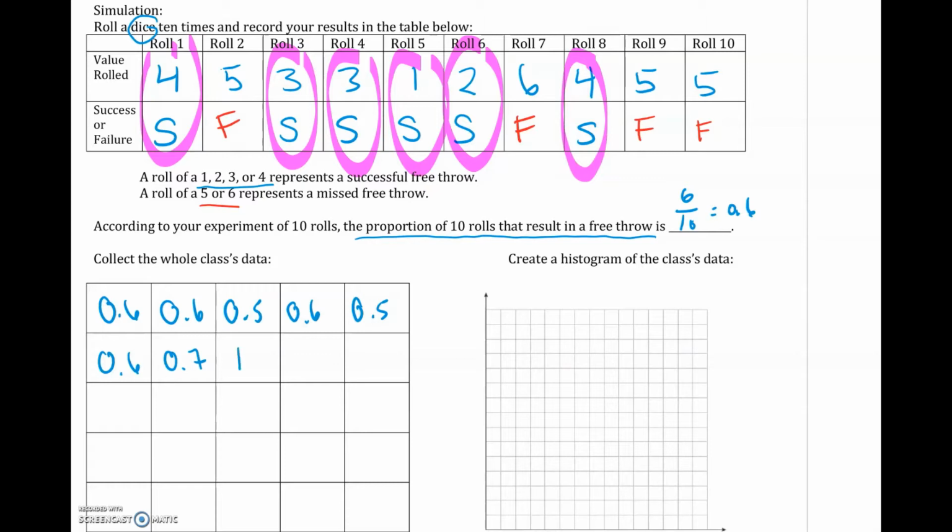And this one was amazing. They got 100%, 1 through 4, then 0.6, 0.4, 0.4, 0.7, 0.7, 0.5, 0.5, 0.9, and 0.6.